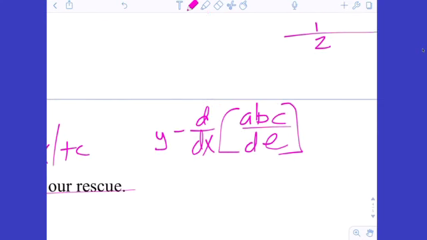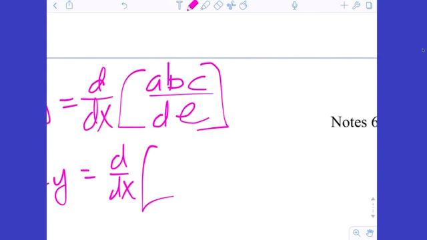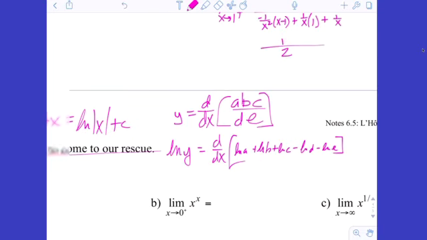Logs, right? We would set it equal to y. We would take the natural log of both sides. And remember, that allows us to expand it: the natural log of a plus the natural log of b plus the natural log of c minus the natural log of d minus the natural log of e. And then we would take the derivative of both sides. What would we call that method? Log diff, right? We called that log diff.